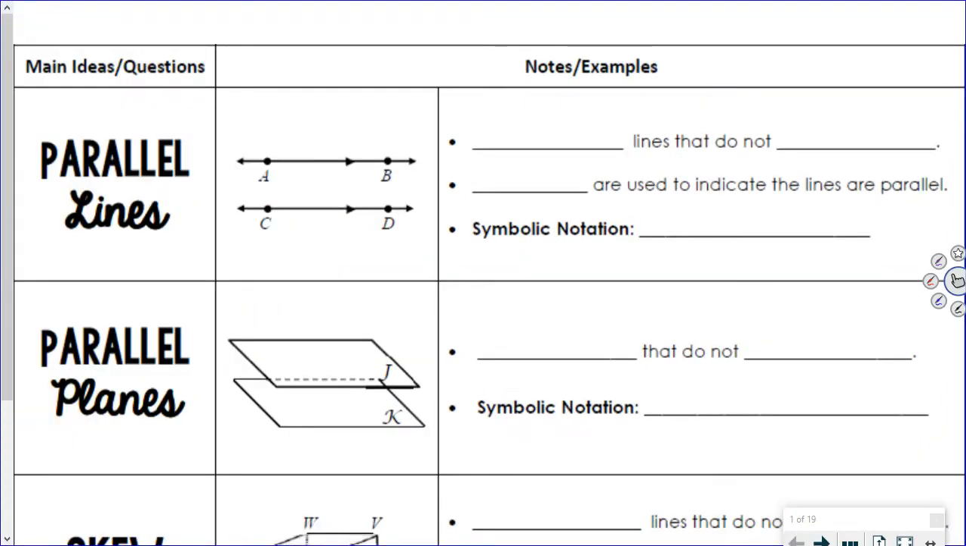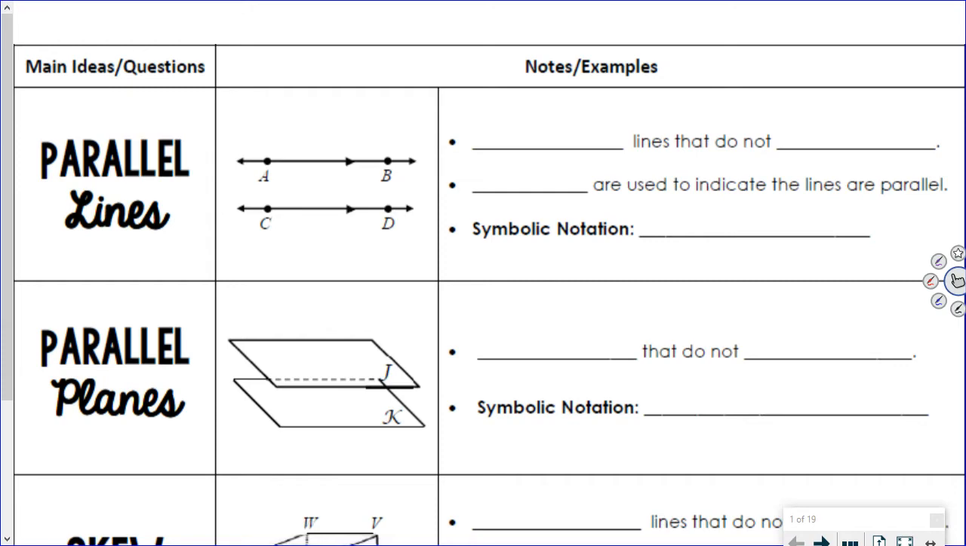Okay, so when you look at your notes, we've got some fill-in pieces here. My guess is as you look along the vocab along the left-hand side, parallel lines, parallel planes, and skew lines, at least one or two of those are going to be familiar terms to you. So let's start with what I would think would be the most familiar. So one, parallel lines. What are parallel lines?